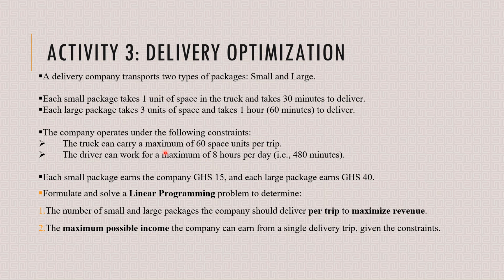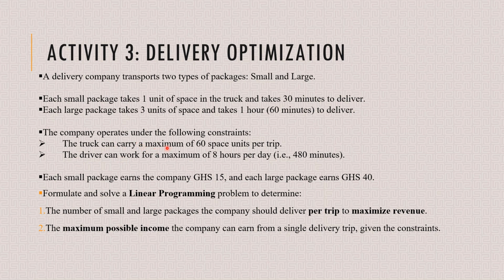So we have an activity for you here. This is one of the activities that you can perform hands-on, then try to find the solution for this particular problem. The problem is: a delivery company transports two types of packages, small and large. Each small package takes 1 unit of space in the truck and takes 30 minutes to deliver. Each large package takes 3 units of space and takes 1 hour, 60 minutes, to deliver. These are the constraints they are giving to you, so you need to be able to identify the problem and the constraints.